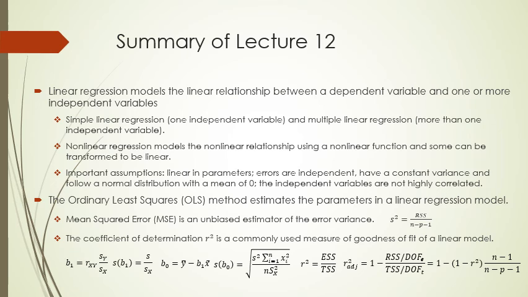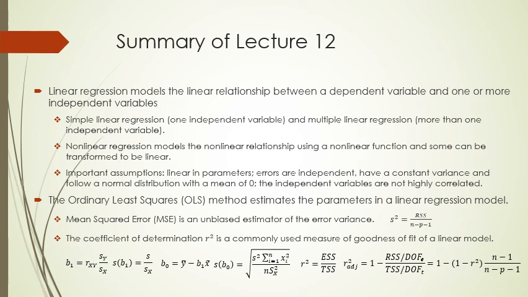In summary, we learned the linear regression model and the least squares method. Linear regression models the linear relationship between a dependent variable and one or more independent variables. We have simple linear regression if we have only one independent variable, and multiple linear regression if we have more than one independent variable. Nonlinear regression models the nonlinear relationship using a nonlinear function, and the sum can be transformed to be linear.